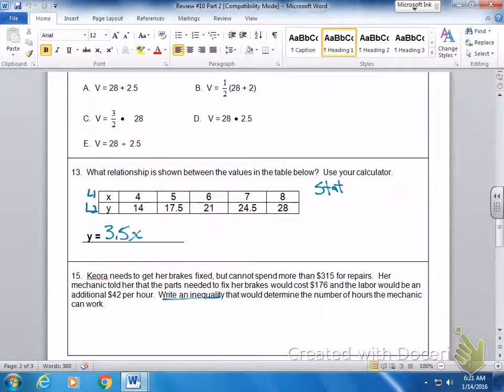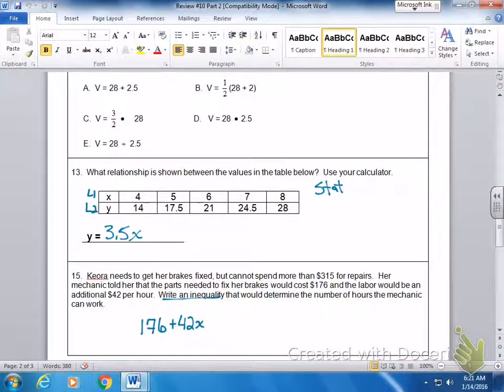The first thing we need to start with is how much she's going to pay no matter what. We know that it's going to cost $176 for her parts. But that's not all it's going to cost her. We know that the mechanic costs $42 an hour. So I'm going to take 42, and I don't know how many hours he's going to work. That's where my x goes.